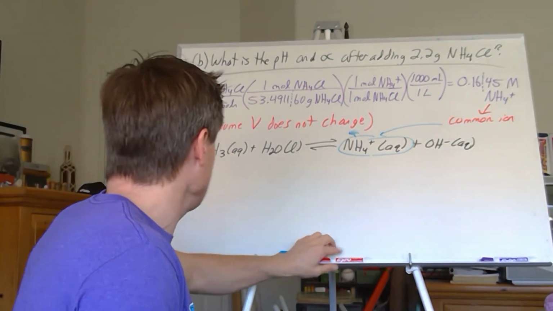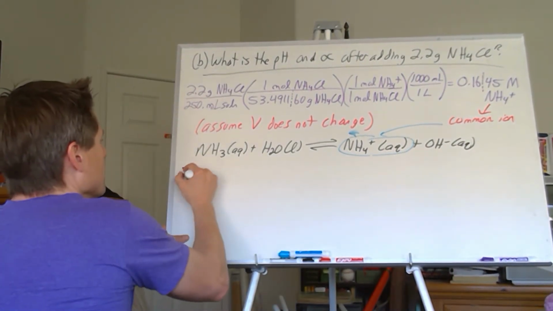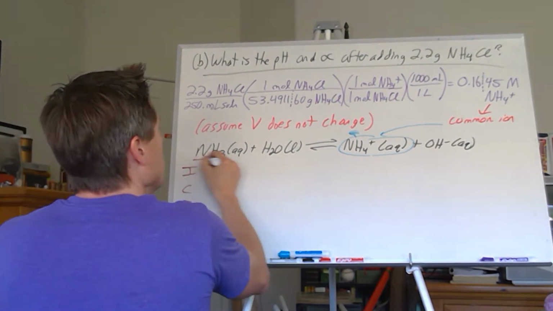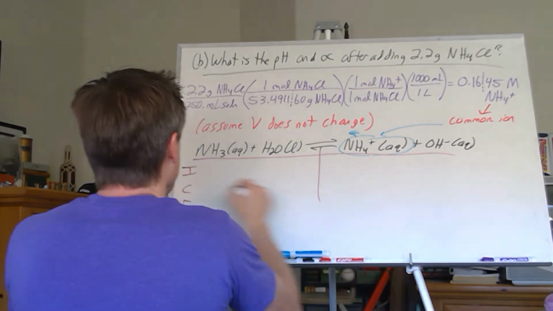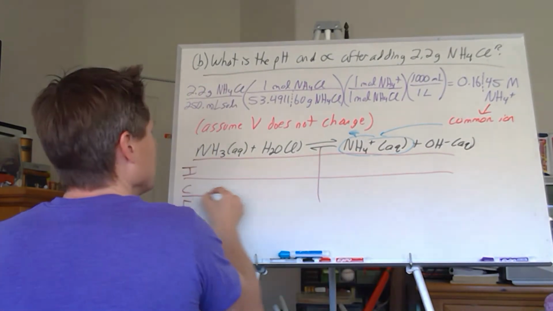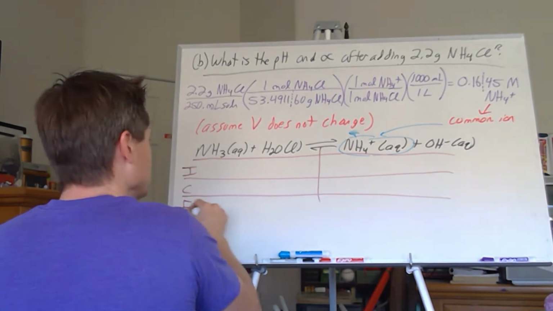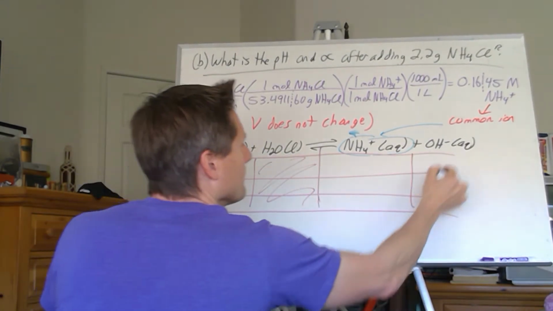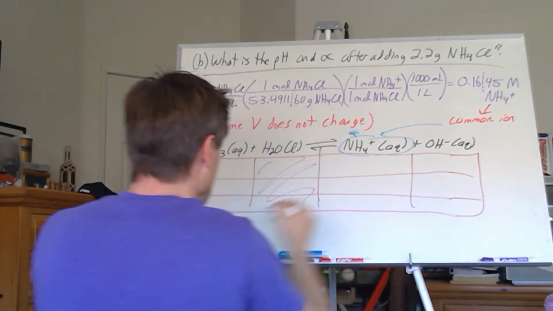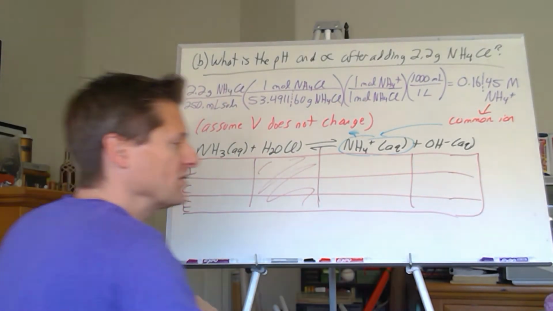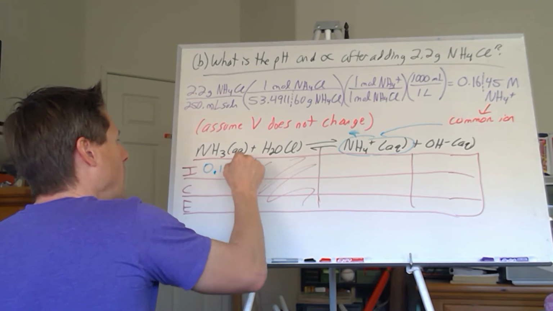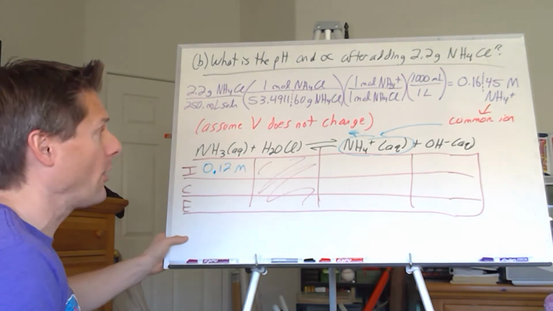Let's set up our ice table real quick. And you'll see there's only one subtle difference between this ice table and the last ice table. It's because we're going to have some of this present to start with. We didn't have that before. We don't worry about the water. Let's put in our numbers here. So we're starting with 0.12 molar of the ammonia, just like we did before.